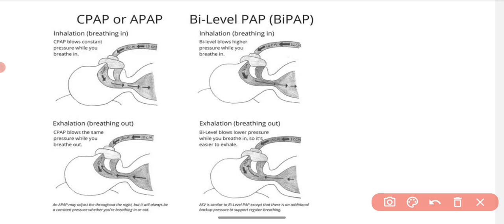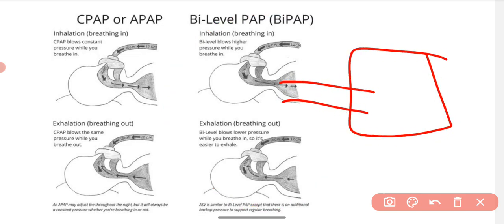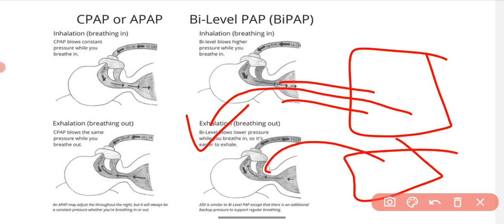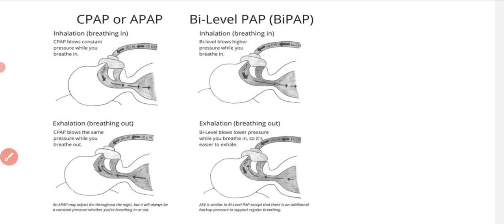Whereas BiPAP means bi-level, two techniques are there. There is a difference between inspiration and expiration in BiPAP. Consider this is the machine and these are the tubings. During inspiration, a particular amount of air comes to the patient, and during expiration, the pressure of air coming from the machine to the patient will be decreased. Whereas in CPAP the pressure will not decrease; during inspiration and expiration, the amount of air coming to the alveoli remains the same. In bi-level PAP, during inspiration the pressure of air from the machine to the patient will be more, and during expiration it will be less. So that is the basic difference between CPAP and BiPAP.